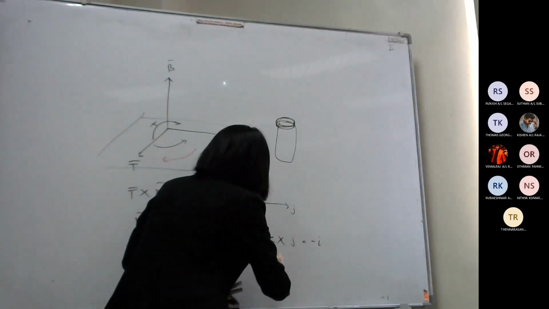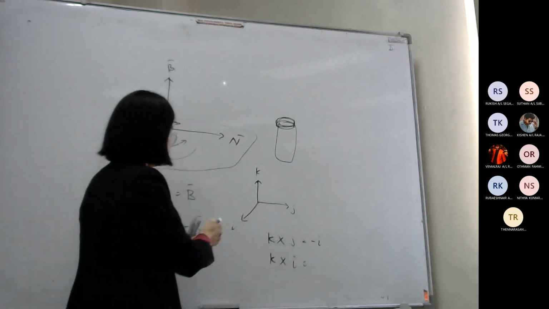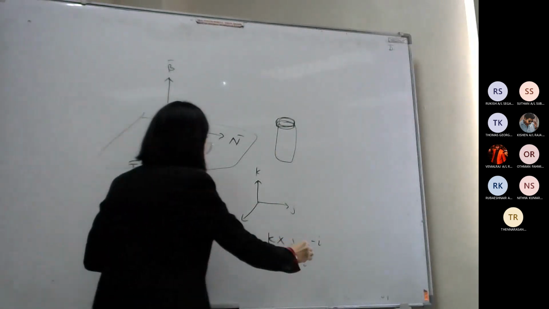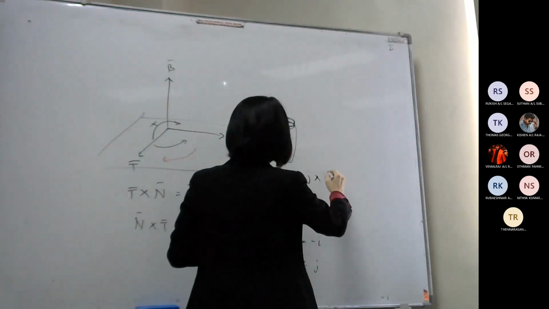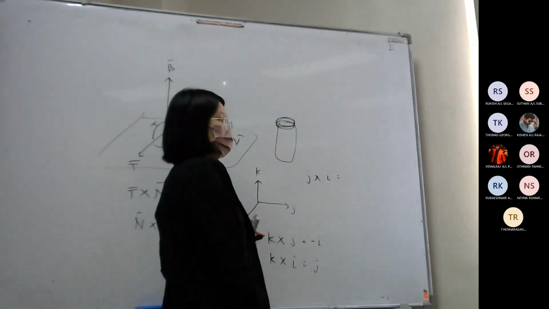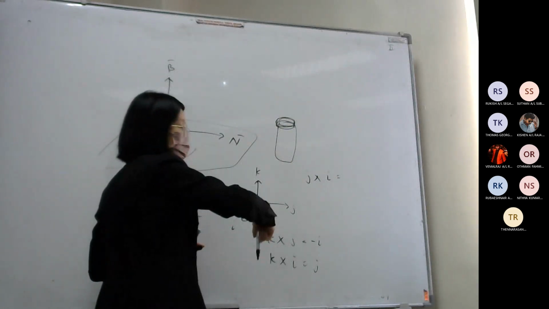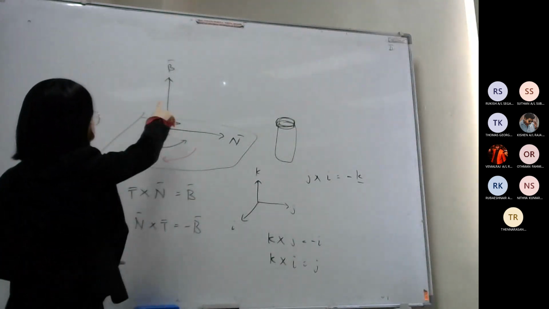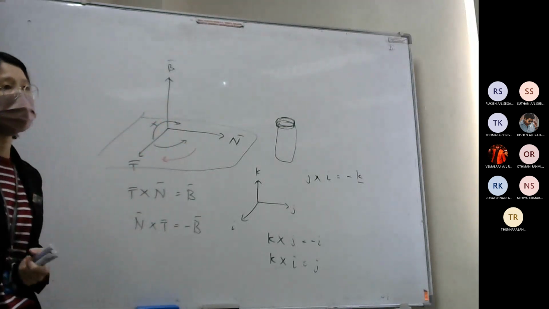Okay, what is k cross i? Positive j. What is j cross i? Negative k. So if you understand the right-hand thumb rule, you should know what is B cross N. What is T cross B? What is T cross N?